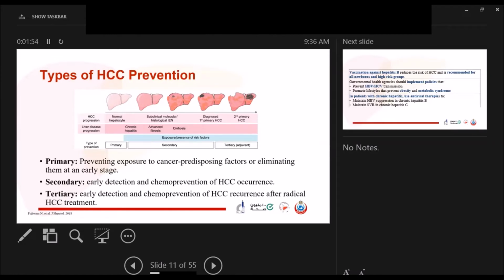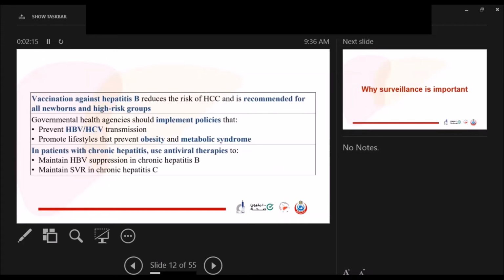Primary prevention is to prevent exposure to cancer predisposing factors, and secondary and tertiary prevention are for early detection of HCC occurrence and recurrence after radical treatment. And the secondary and tertiary are our main goals in the surveillance program.